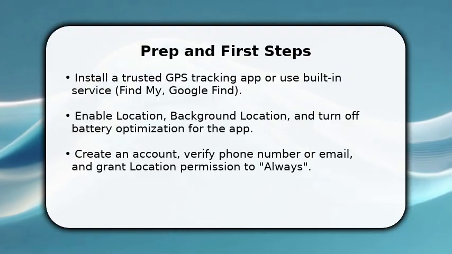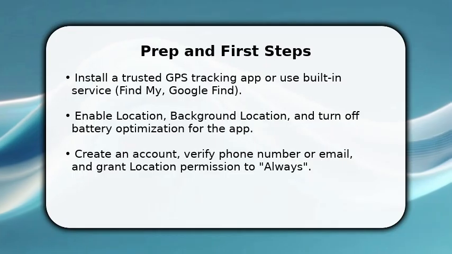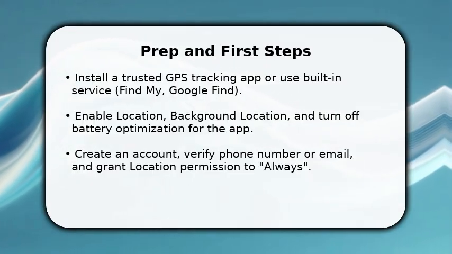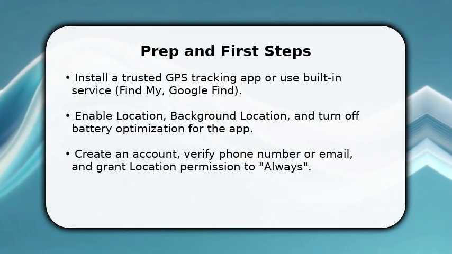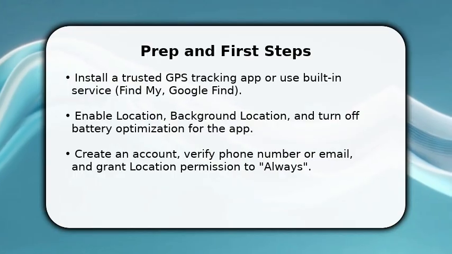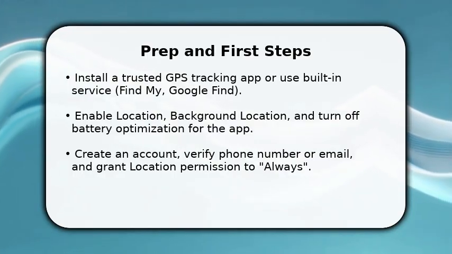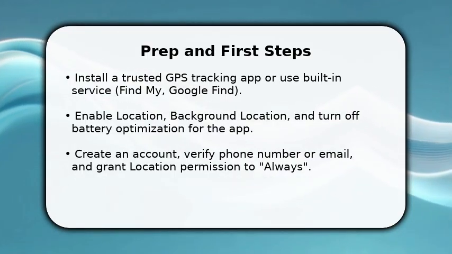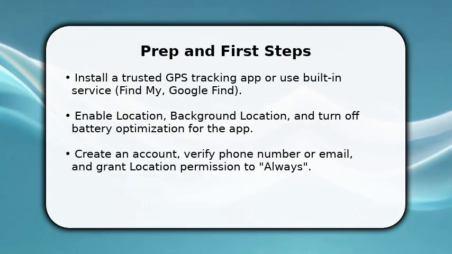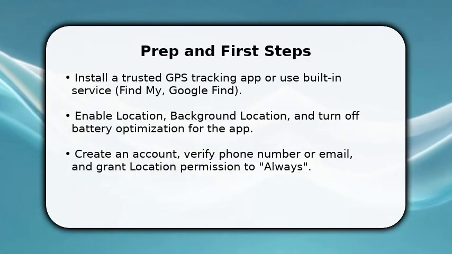You start by getting the essentials active. Install a reputable GPS tracking app or enable the phone's native tracking service. Once installed, sign in and verify your account so the device can send location data. Make sure you grant location permissions set to always and allow background activity, otherwise updates stop when the screen sleeps. Also disable battery optimization for that app so the system doesn't pause it.